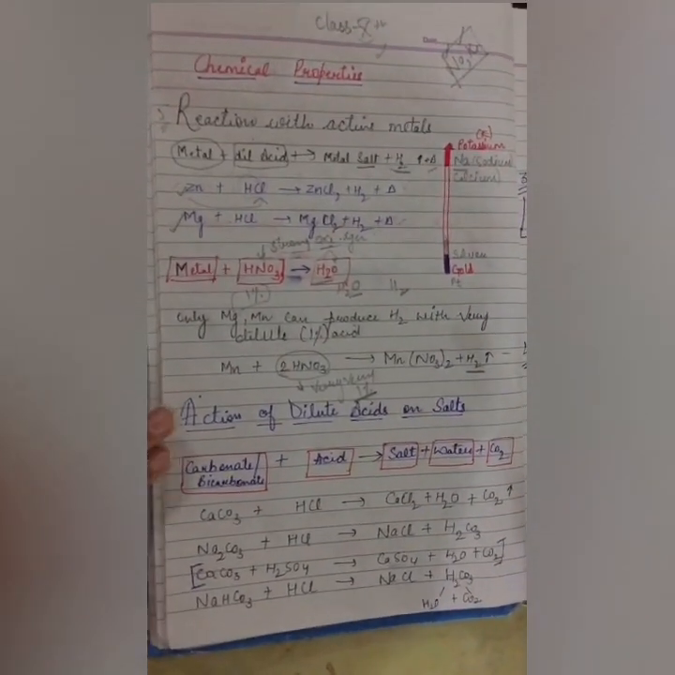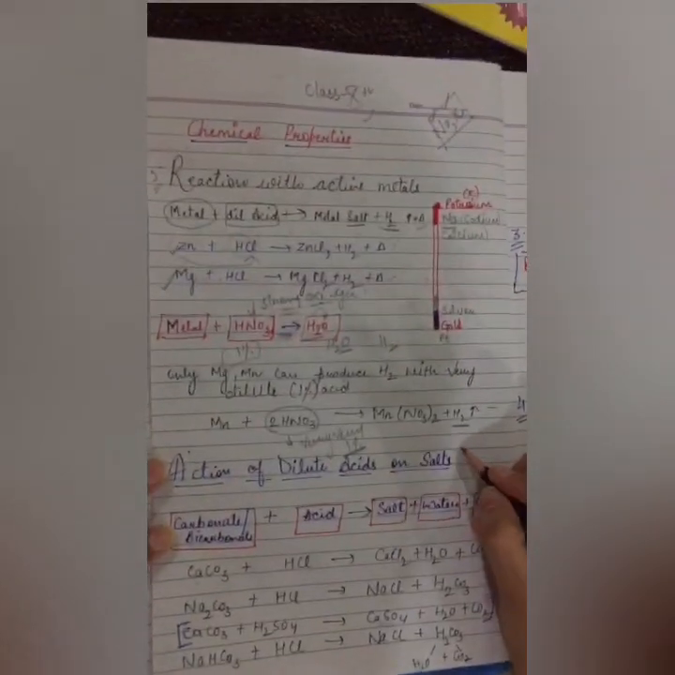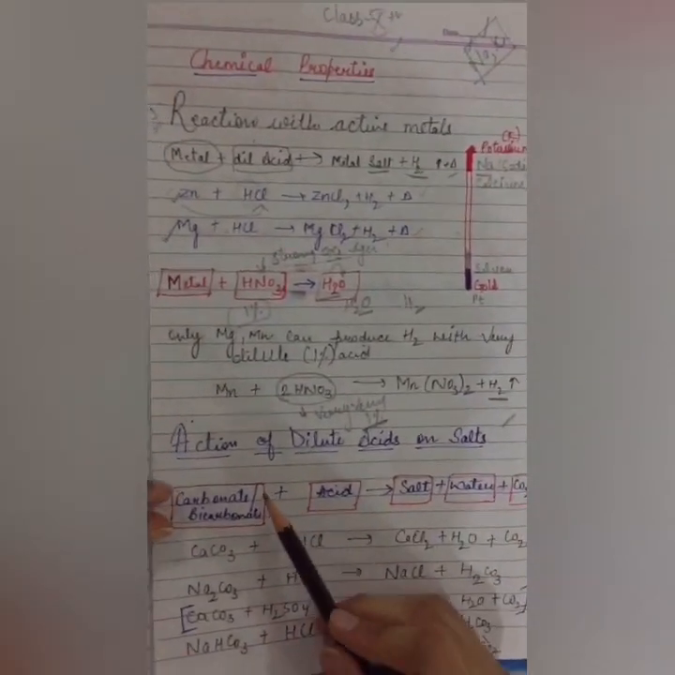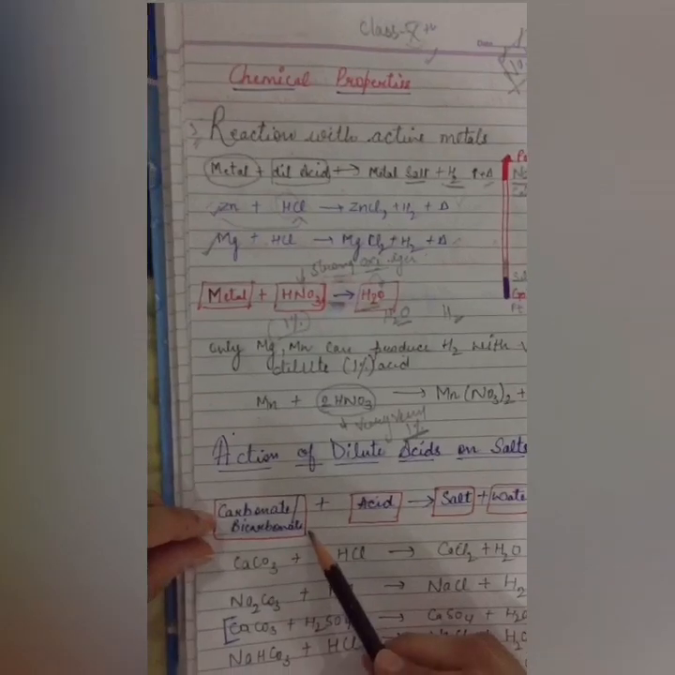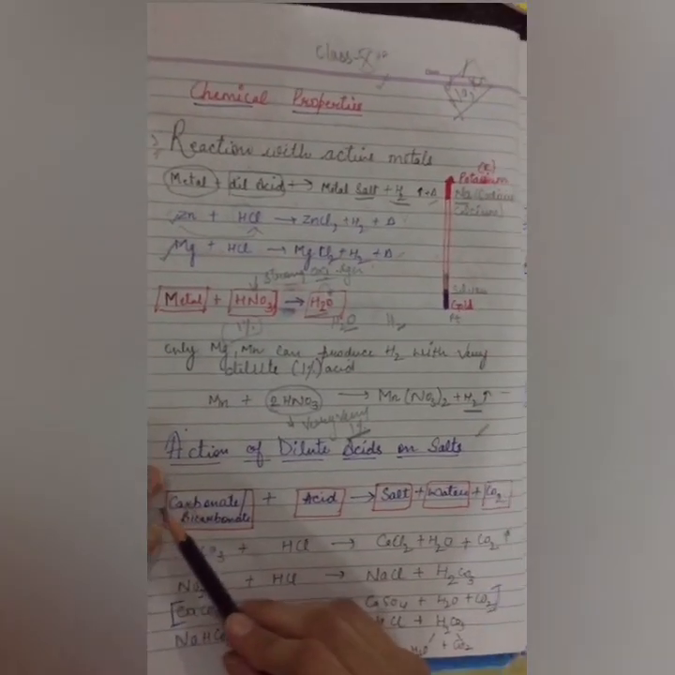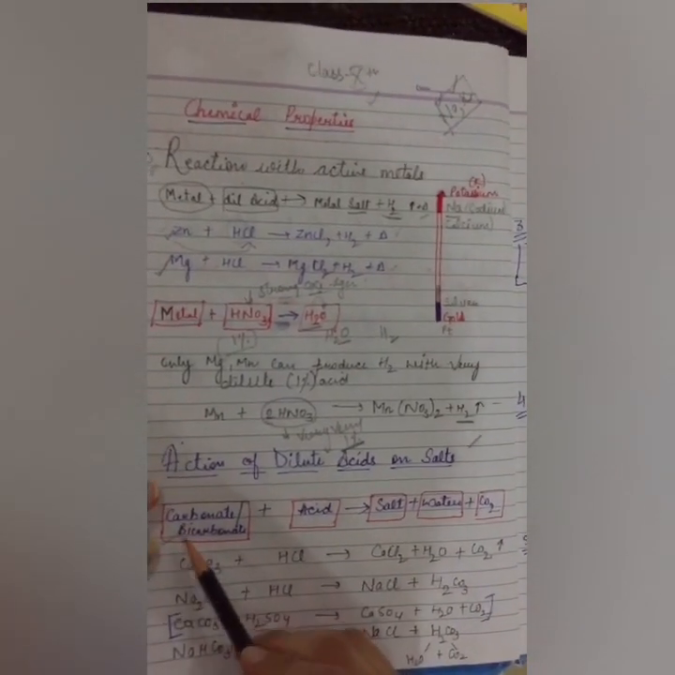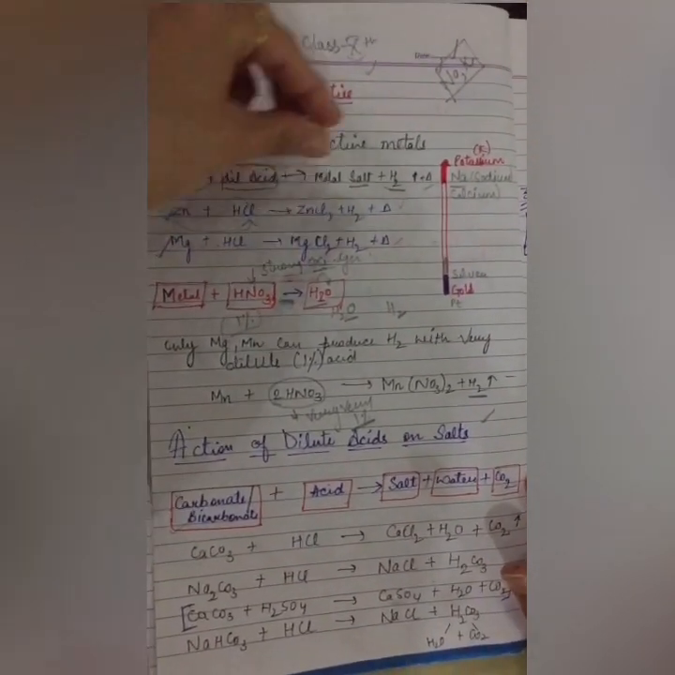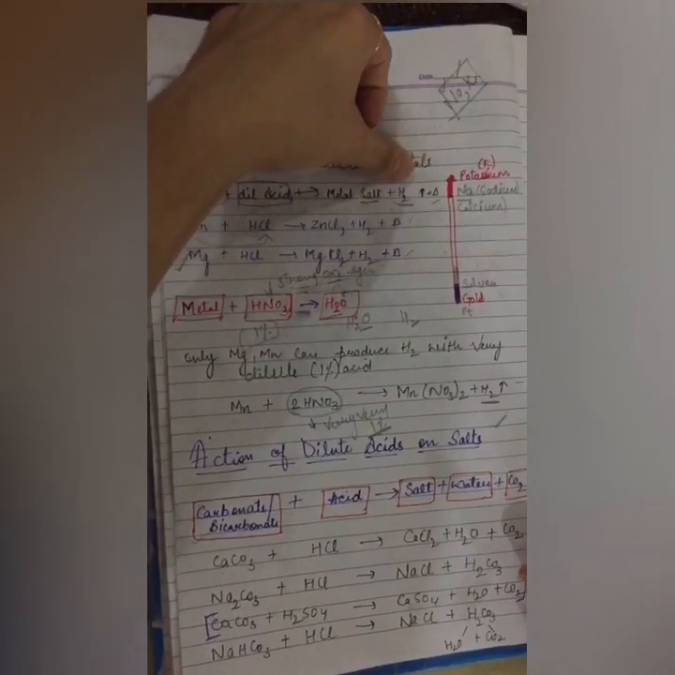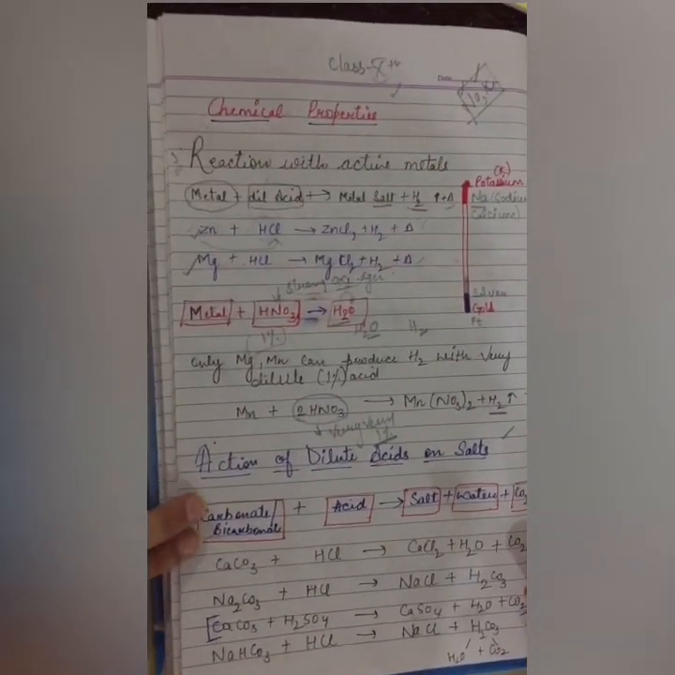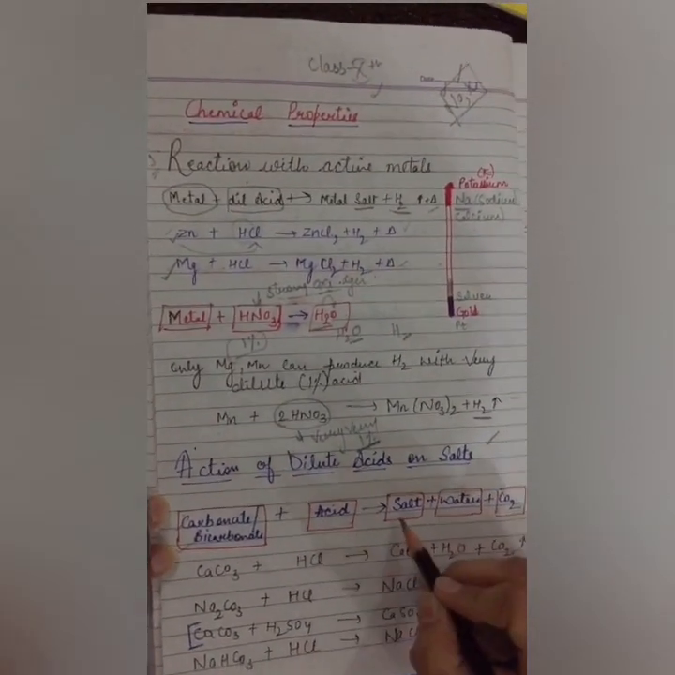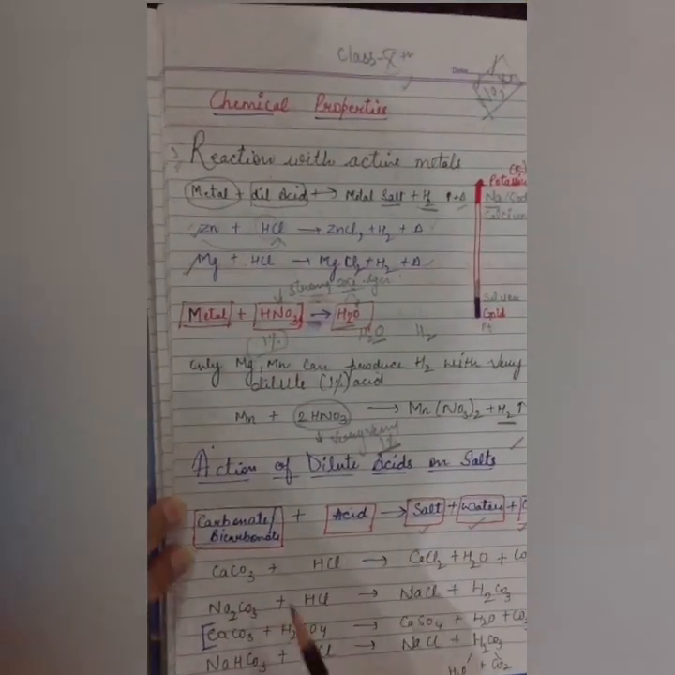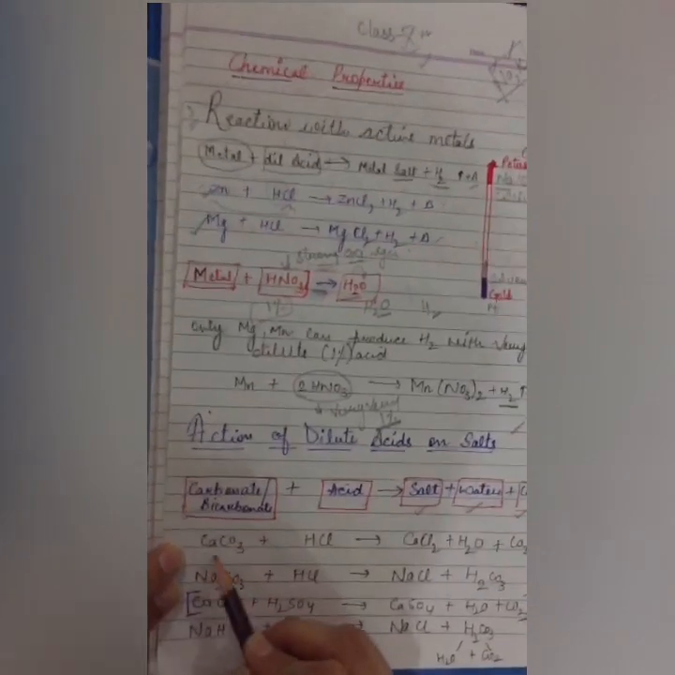Next, action of dilute acids on salts: dilute acids with metal carbonates and metal bicarbonates. You have to learn these things. Metal plus acid gives metal salt and hydrogen. Similarly, whenever metal carbonates and bicarbonates react with acid, they will give salt, water and carbon dioxide. Understand? We have taken one example, calcium carbonate.